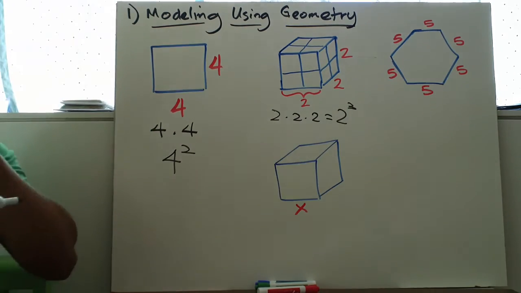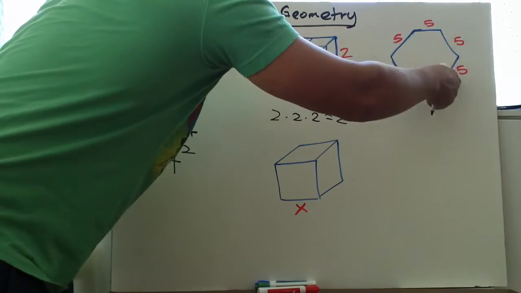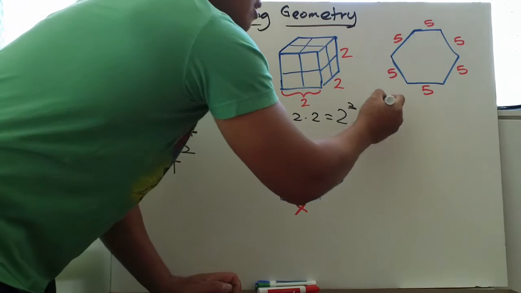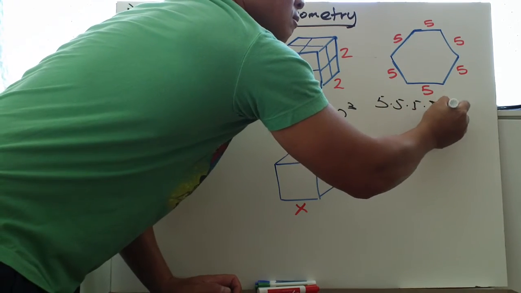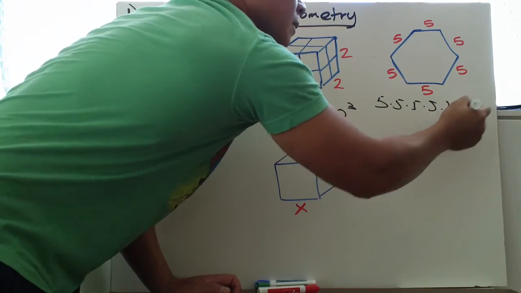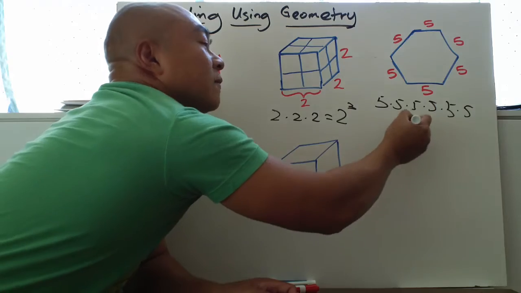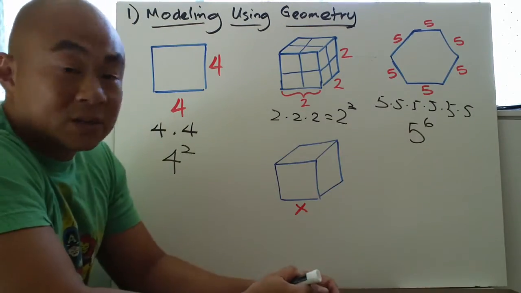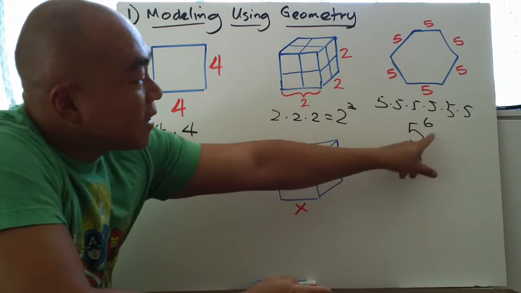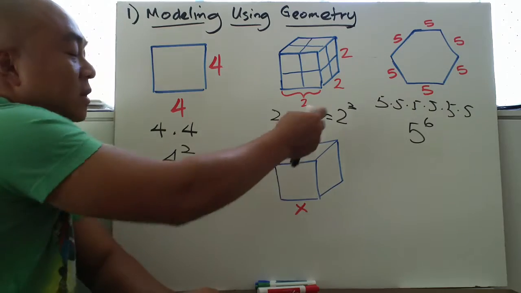Okay? And then you have right here a hexagon, so 6 sides, and they all have 5, 5, 5, 5, 5. One more: 1, 2, 3, 4, 5, 6. So this would be written out as 5 to the 6th power. And again, you can switch them around, vice versa. If you were to take 5 to the 6th power and rewrite it out, it would look like this on the top. Same for these other 2.